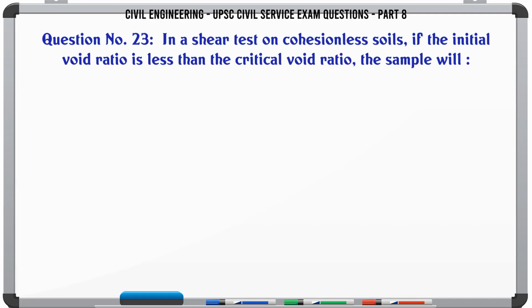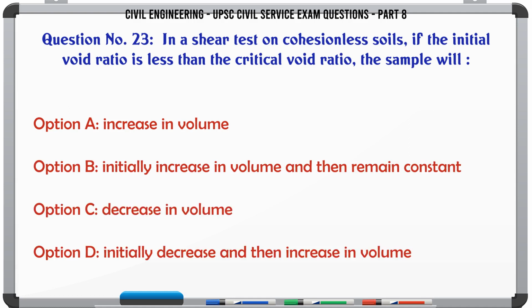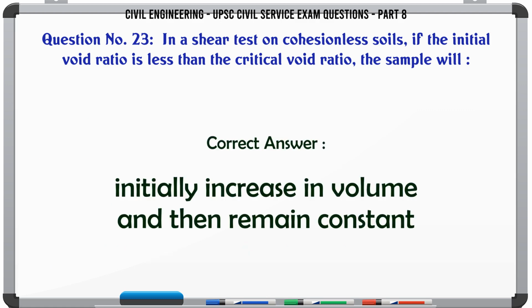In a shear test on cohesionless soils, if the initial void ratio is less than the critical void ratio, the sample will A: increase in volume, B: initially increase in volume and then remain constant, C: decrease in volume, D: initially decrease and then increase in volume. The correct answer is initially increase in volume and then remain constant.